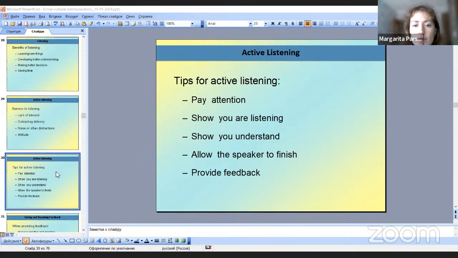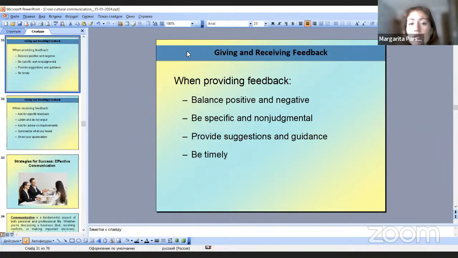All right, what we have next is about giving and receiving feedback. When you provide feedback, it can be balanced, both positive and negative, no matter what point you are speaking to, negative or positive. So try to make the balance. Even if you have many more negative moments than positive, try to smooth them and make this little balance, so as not to show that everything is so bad.